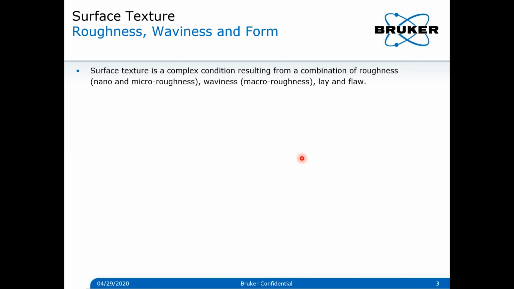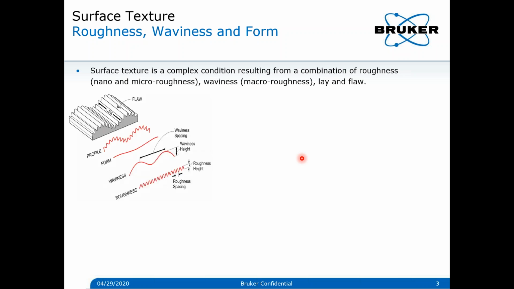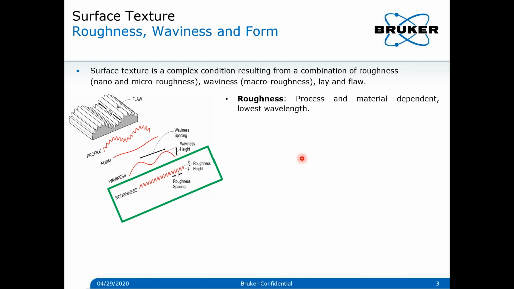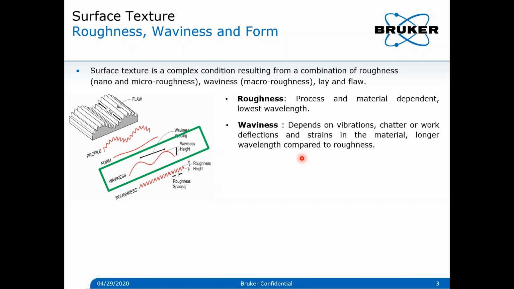So the surface texture, as you see, is a complex condition resulting from a combination of roughness, waviness, lay and flow. If you take a workpiece, then you can see multiple profiles in that, such as roughness, which is process and material dependent, and depending upon the length scale, is of lower wavelength. Then you will have waviness, which basically originates from vibration, chatter, or warp. The waviness will have much longer wavelength compared to the roughness, or in other words, spatial frequency wise, the roughness will be the highest spatial frequency, and waviness will be lower spatial frequency compared to the roughness.